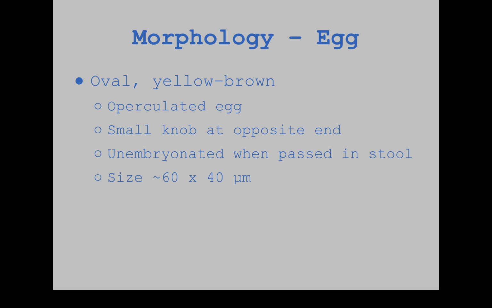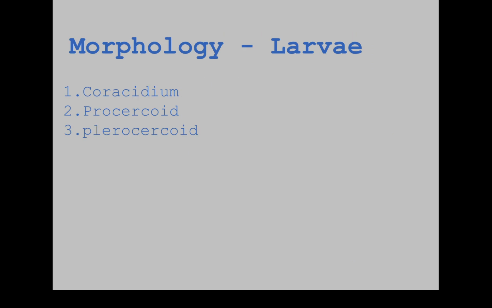The egg is oval, yellow brown, and operculated, with a small knob at the opposite end, and it is unembryonated when passed in stool. I will show you the image of the egg later in this lecture. Most important is that the egg is oval and operculated, and unembryonated when passed in stool. Then the morphology of larvae. Larvae have mainly 3 stages: first is coracidium, then procercoid, then plerocercoid stage.